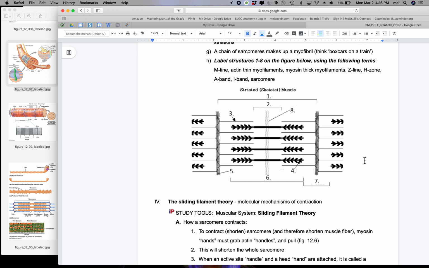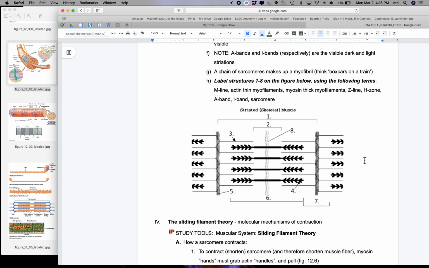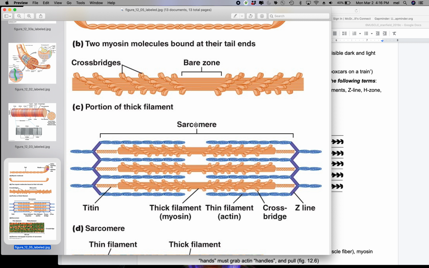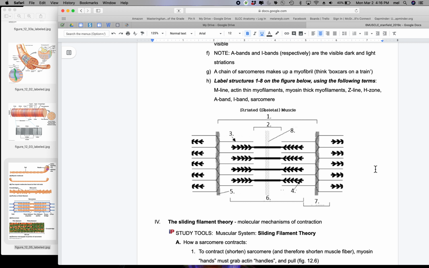So what I would like for you guys to do is to be able to label 1 through 8 on the figure below. And ideally, what I would really love is if you color code it similar to what we're dealing with here. So that, for instance, the actin is kind of that purpley blue and the myosin is that orange color. And then you should be able to label the actin, the myosin, the Z line, the H zone, the I band, the A band, and the whole sarcomere.